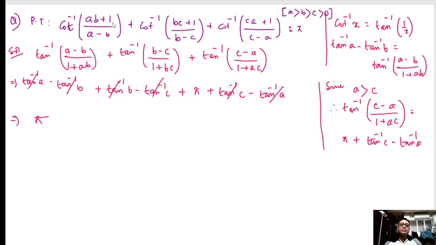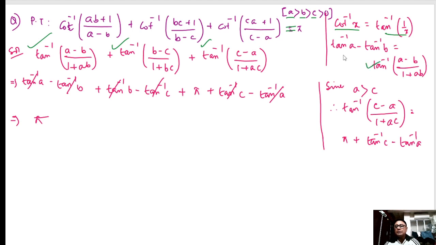Prove that cot inverse of this plus cot inverse of this plus cot inverse of this is pi, and it is written here that A is greater than B, B is greater than C, and all are positive numbers. Okay, so let's see here. Cot inverse x is actually tan inverse 1 by x. So here it becomes tan inverse, this is tan inverse, this is tan inverse. Now this is whose formula? Tan inverse A minus tan inverse B is tan inverse of A minus B by 1 plus AB.